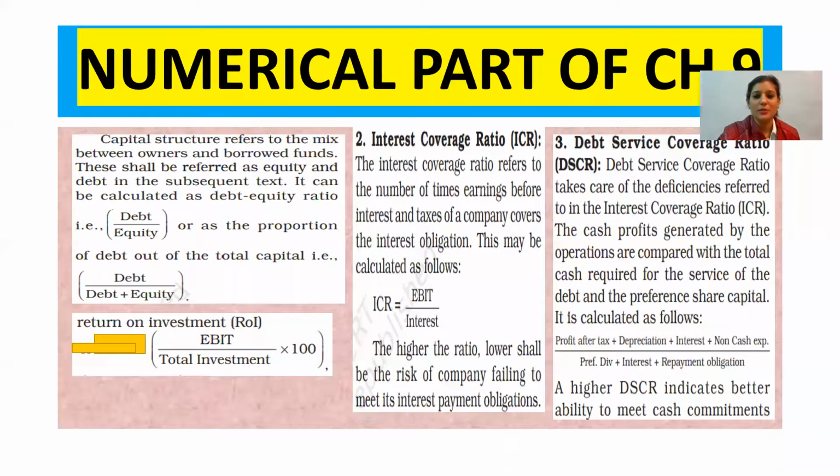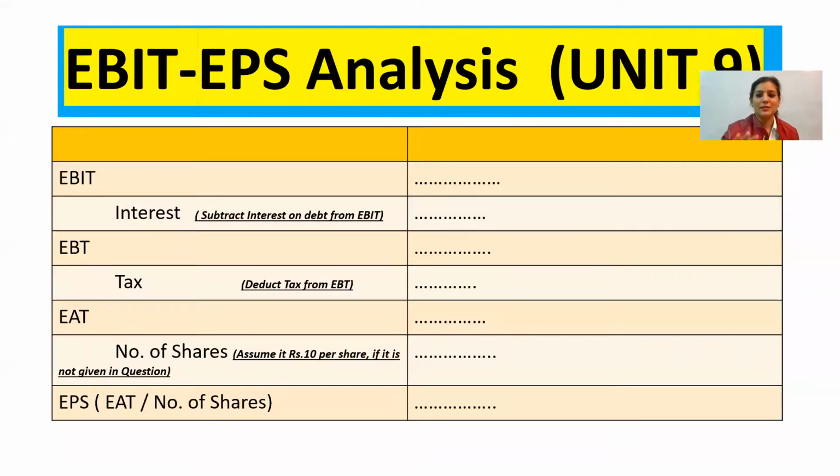If there is an internal choice between the numerical and theory part, opt for the numerical, but practice it well in advance. Numerical formulas you require from this chapter are ICR, interest coverage ratio, DSCR, debt service coverage ratio. Write these formulas, and this is the format for the numerical. Start from the heading, make two separate columns.